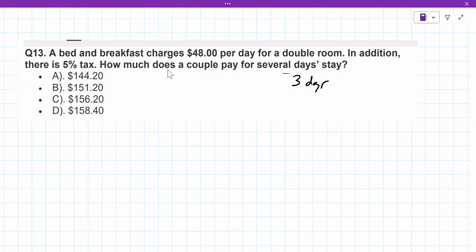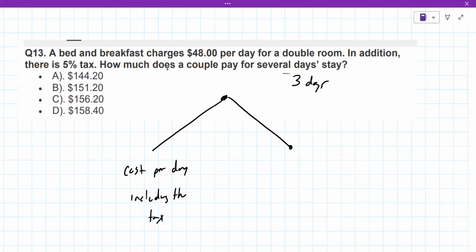How would I start? There are two approaches. Approach one is to figure out the cost per day, including the tax. The second approach is to figure out the total cost of the room, then the tax. They both give you the same answer, but some people see it a certain way. Like, I want to know how much per day it is. Or no, I just want to know how much the total is for 3 days. Or do you want to see both approaches?